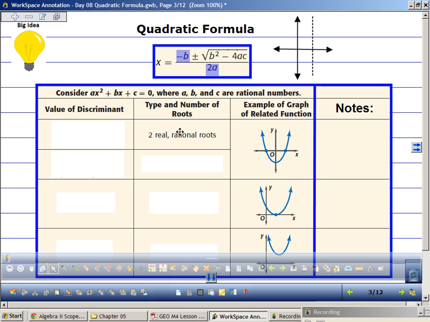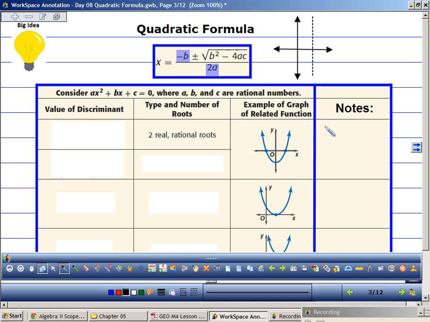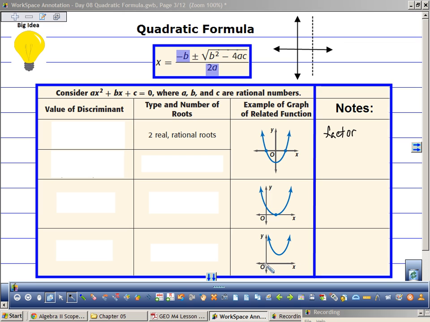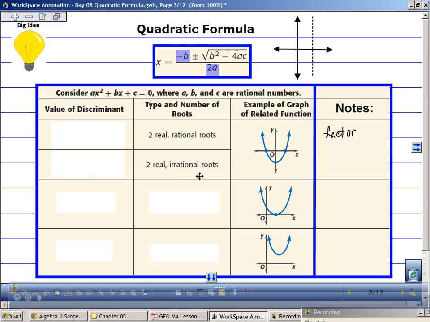So for 2 real roots, I could basically factor this. I'm going to write that over here. So I can factor. But remember some of those that we couldn't factor? At first I was talking about them being out here, not touching the x-axis, and then I took that back and said, no, if we can't factor it, it can also have roots, but those roots would be irrational. They'd be fractions or decimals. Same thing, right?